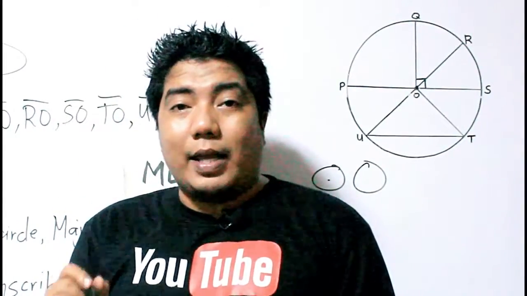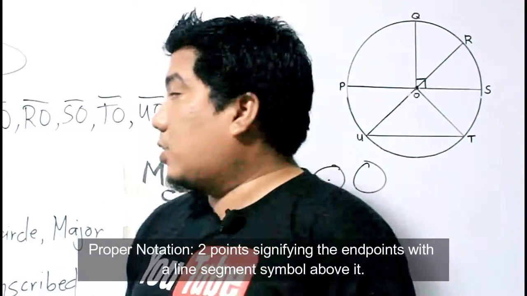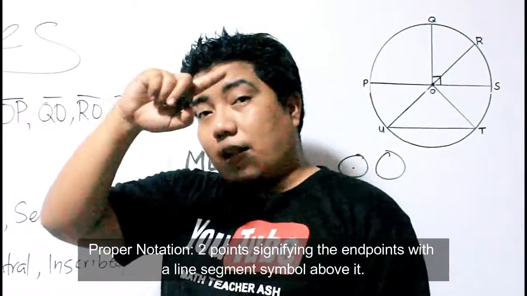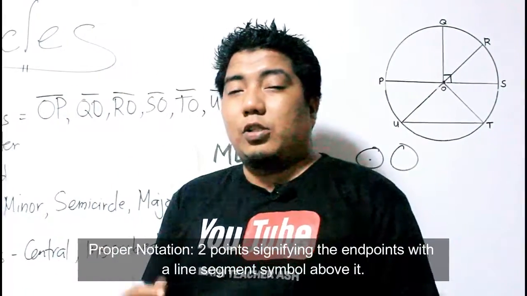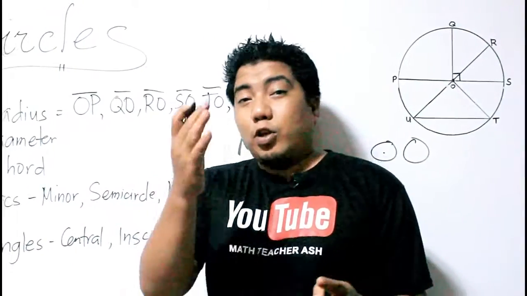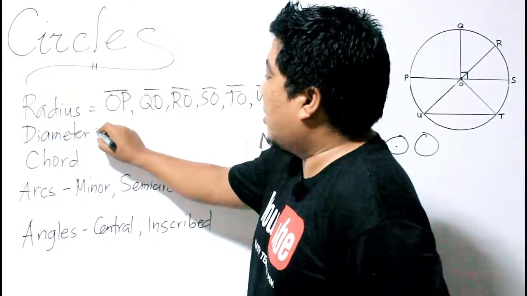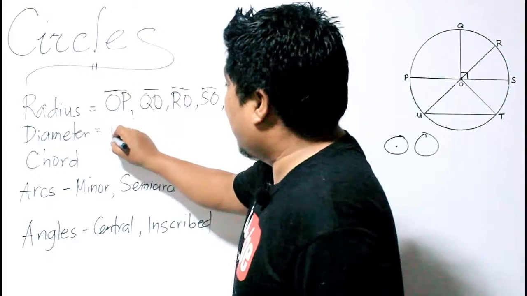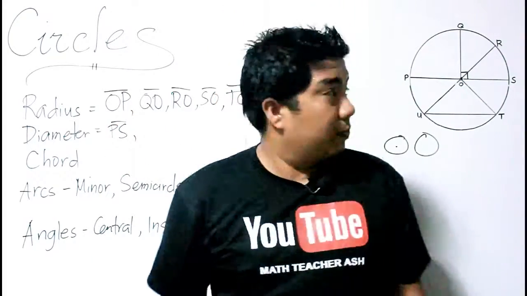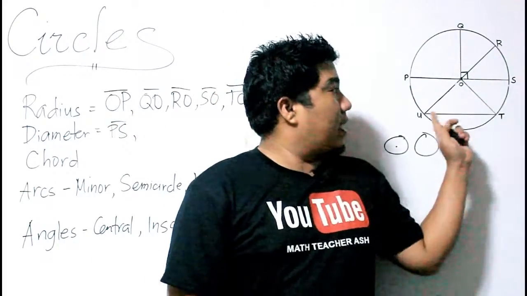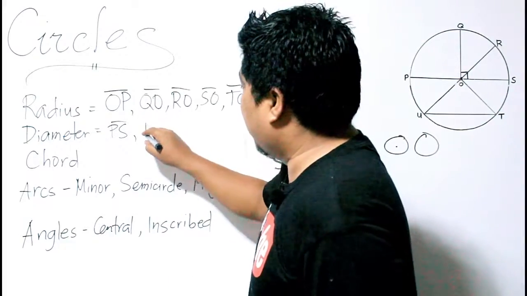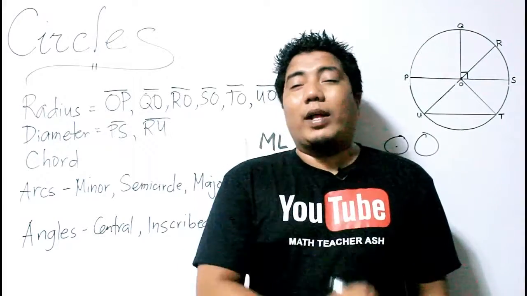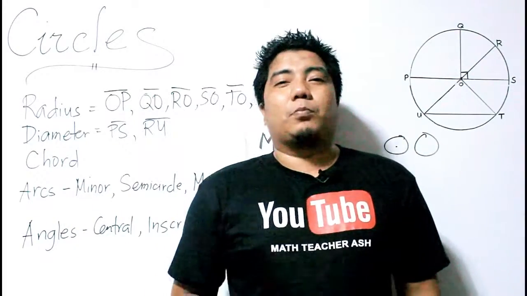So how do we name a diameter? The same way as we are naming the radius. We will use the line segment symbol on the two letters, which are the endpoints of your line segment. In this case, we have line segment PS. We also have line segment RU. Easy, right? And now, what if we go to the term chord?